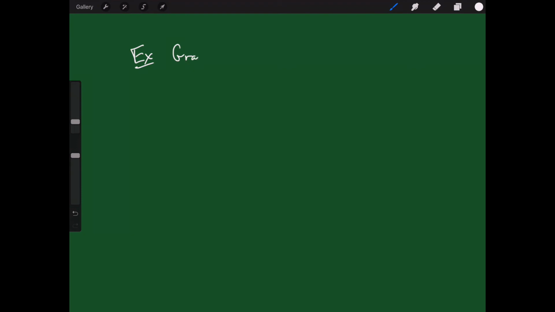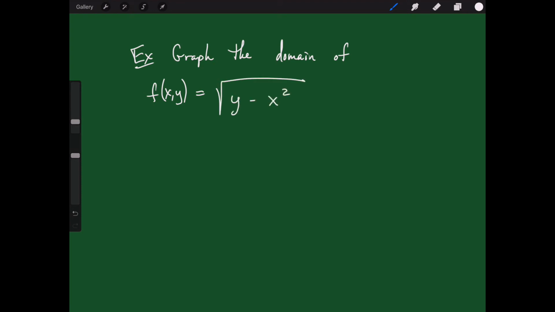Let's graph the domain of f of xy is equal to the square root of y minus x squared. Okay, so we already said what the domain was. So the domain is the region y is greater than or equal to x squared.